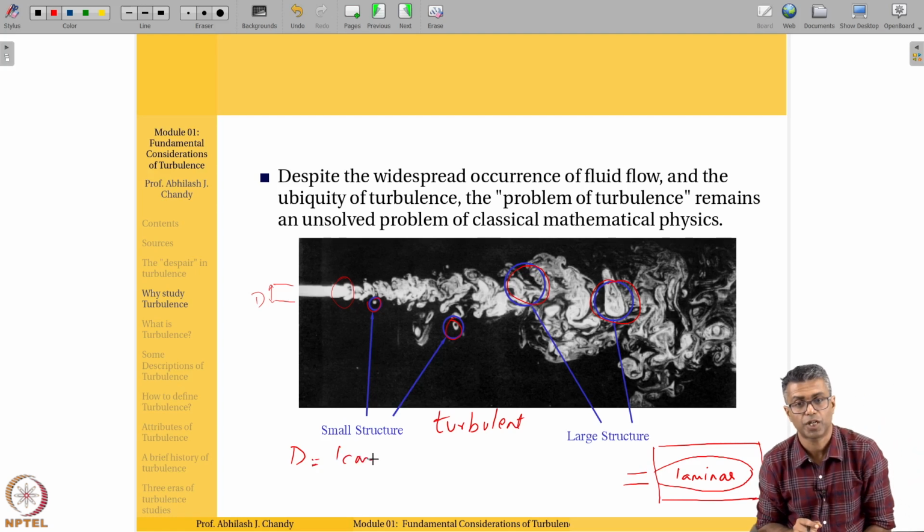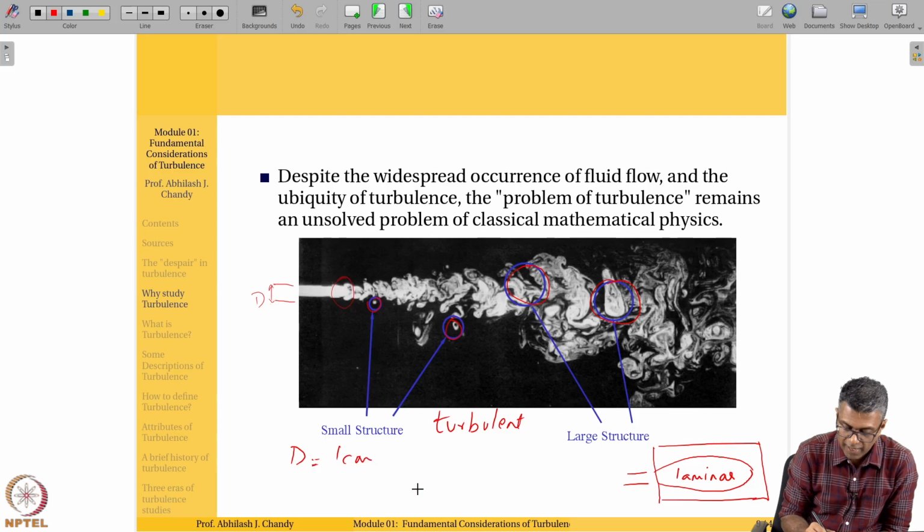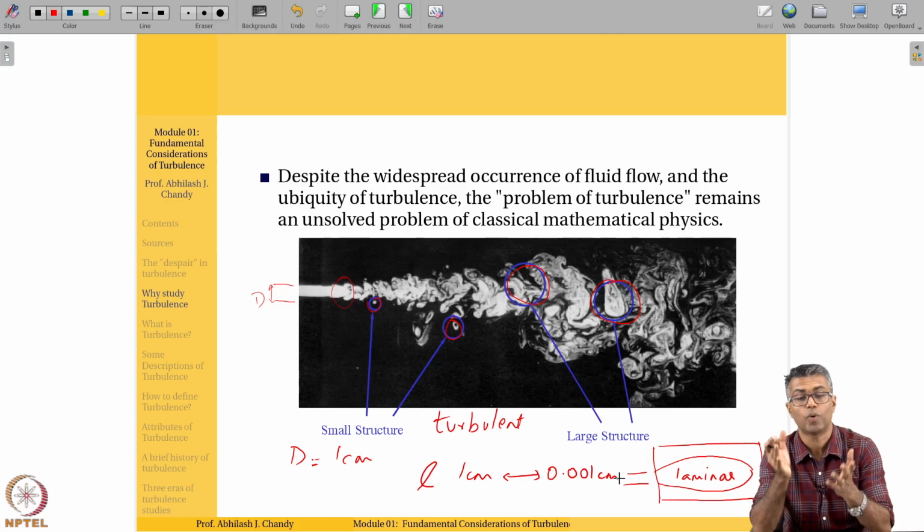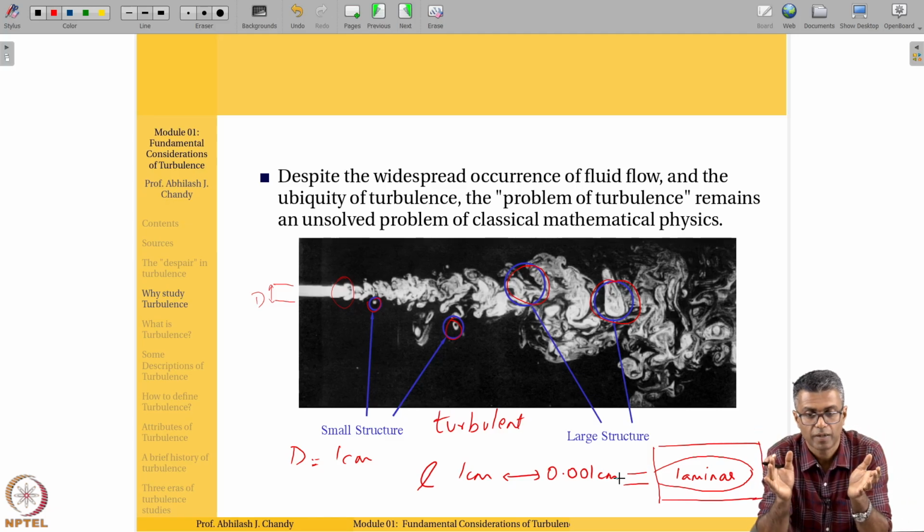If the diameter of the jet is 1 centimeter, then you have length scales, which I'm going to call L, ranging from 1 centimeter all the way down to 0.001 centimeter. I'm giving you an example. It could vary. It could be 0.01, it could be 0.0001, and so on. That depends on certain other conditions, which we'll cover.